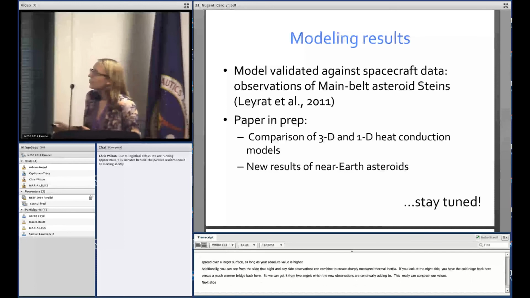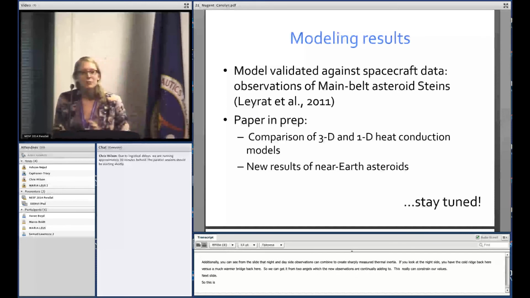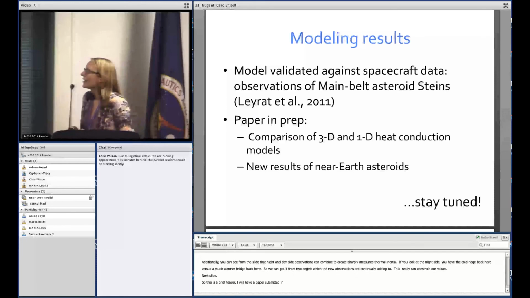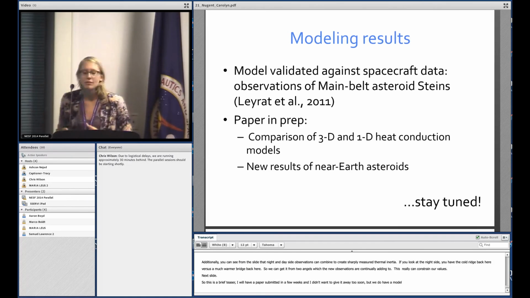So this is a brief teaser. I'm going to have a paper submitted in a few weeks, and I didn't want to give it away too soon, but we do have a model that's been validated against spacecraft data. We consider this to be ground truth. It's the best possible thing we can validate our data against.